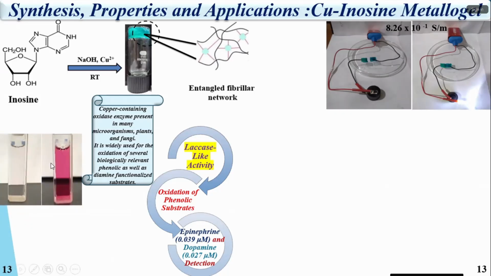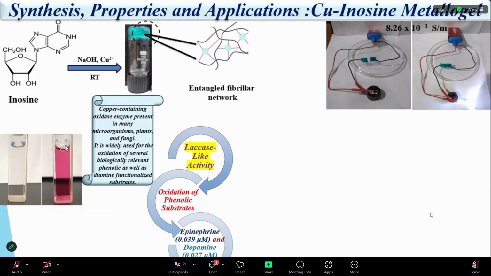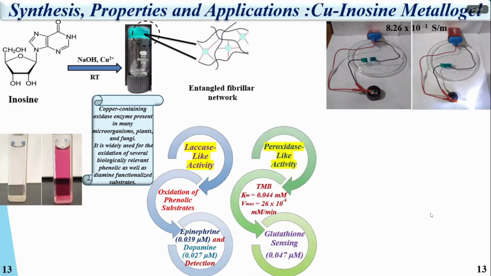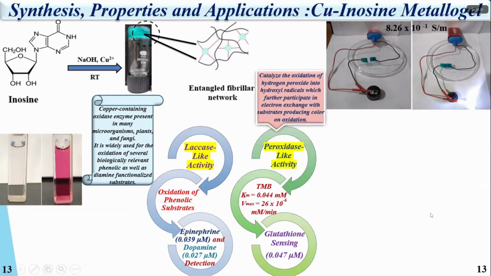Here is the digital image of this system. When these substrates are there, they are colorless. When we added our copper inosine metal gel to it, it changes its color, which shows that this copper inosine metal gel shows enzyme-like activity. Then peroxidase-like activity was also done by this metal gel.